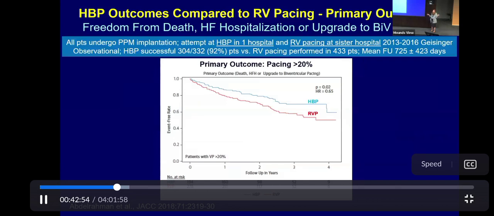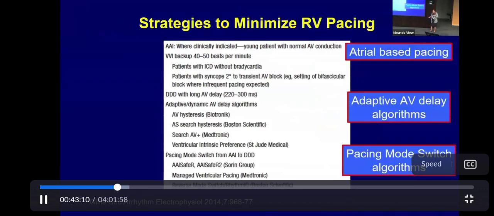Now we have, and we'll talk more about it, conduction system pacing. One hospital did conduction system pacing and the other didn't, and here they used that greater than 20% pacing cutoff, which might worsen outcomes. This was freedom from death, heart failure hospitalization, or upgrade to BiV. So if algorithms like MVP don't work, you want to use atrial pacing ways to minimize RV pacing, or adaptive AV delay programming in some devices, Boston Scientific and others, or these mode switching algorithms. All these are ways to reduce RV pacing in someone with a dual chamber device.